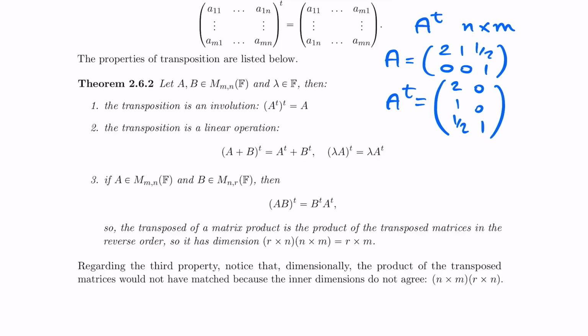The second property is that the transposition is a linear operation, in the sense that if we apply the transposition over the sum of two matrices, this is equal to the sum of the transposed matrices. And if we apply the transposition over lambda times A, this is equal to applying the transposition on A and then multiplying by lambda. Finally, whenever the matrix multiplication between A and B makes sense, we have that its transpose is the transpose of B times the transpose of A. So pay attention to the fact that the order is reversed.